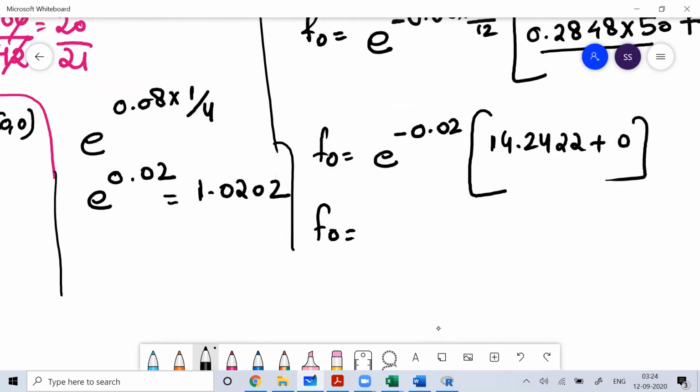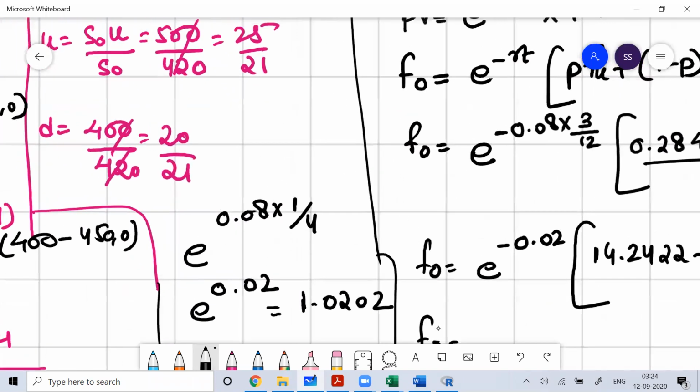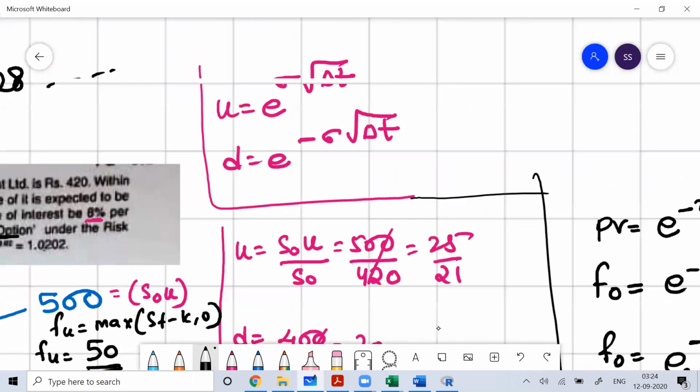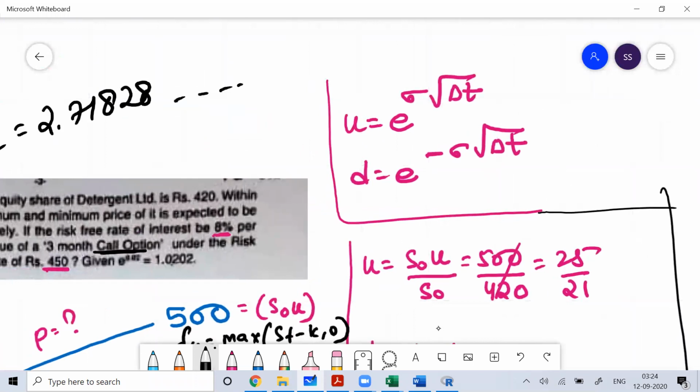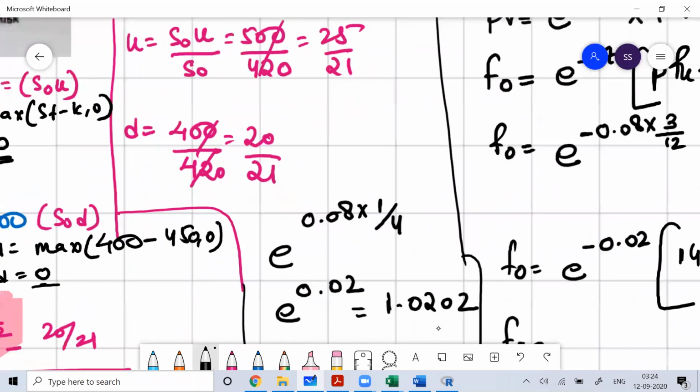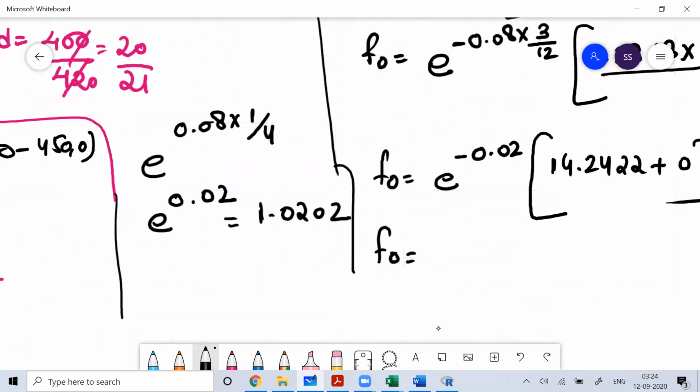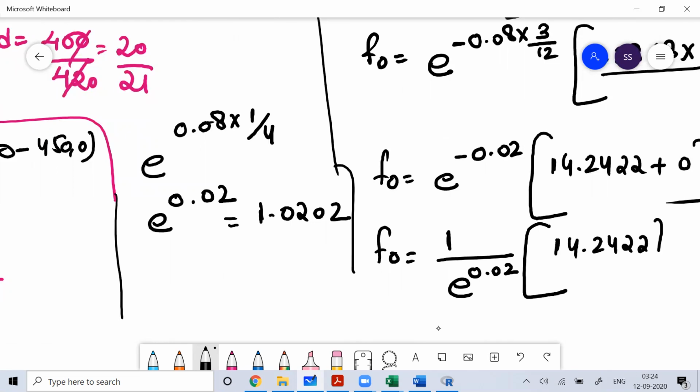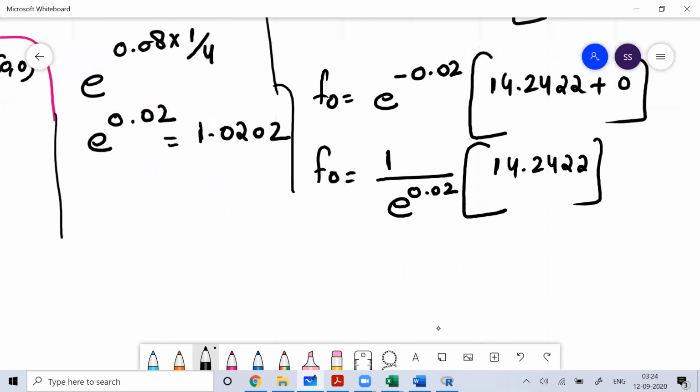Now if you notice in the question paper, e to the power minus 0.02 is not given. Only e to the power 0.02 is given. That Bangalore city people can do all this. So you can understand this is nothing but 1 divided by e to the power 0.02. If you understand basic maths, your work will be done. So you don't have to panic on that part. This requires only basic maths.